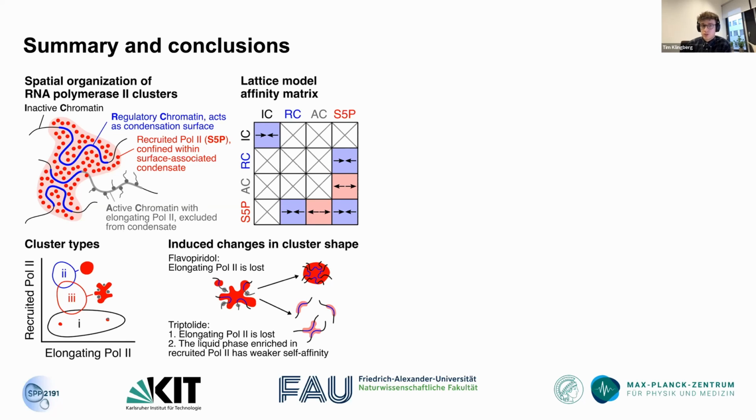And finally, to induce changes in the cluster shapes, we used the inhibitors flavopiridol and triptolide, and also these results we could reproduce with our model.